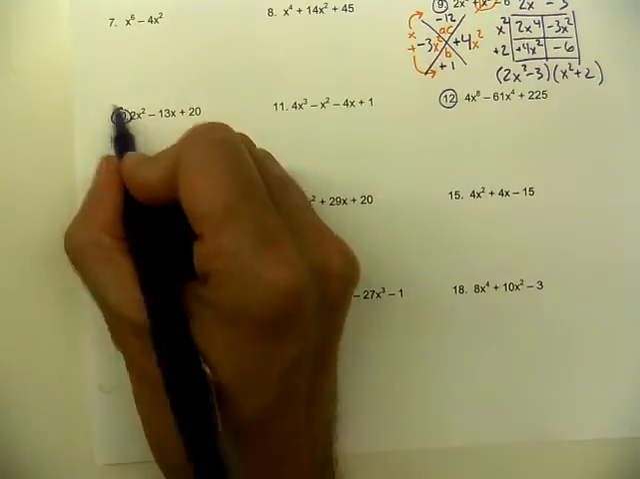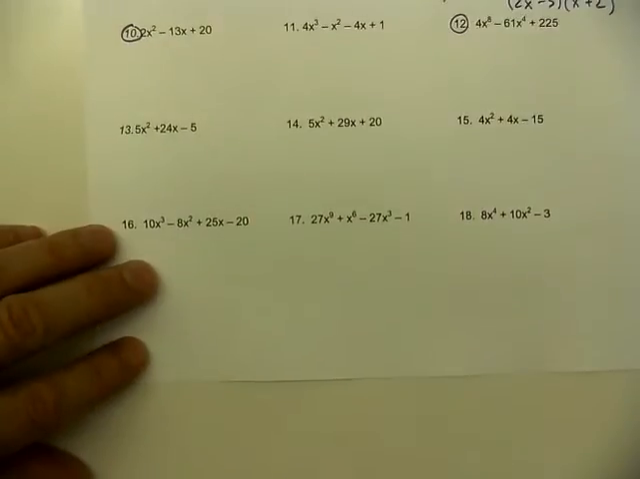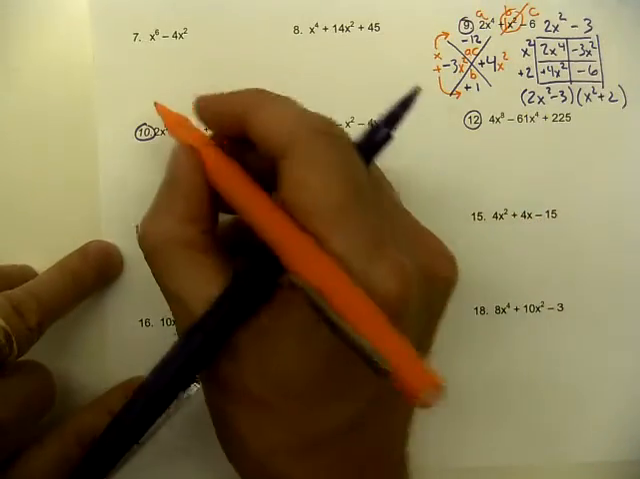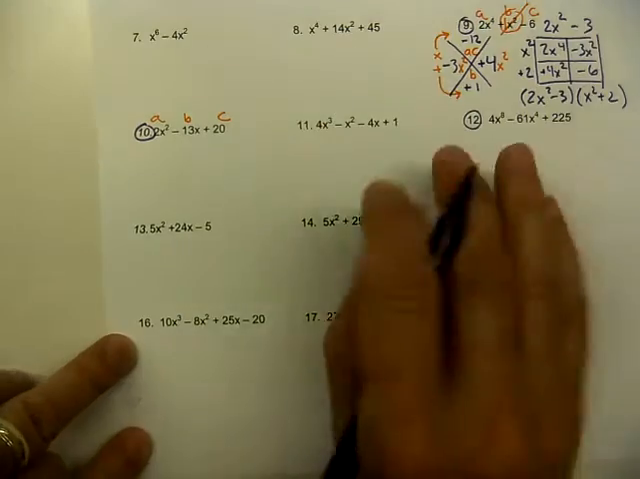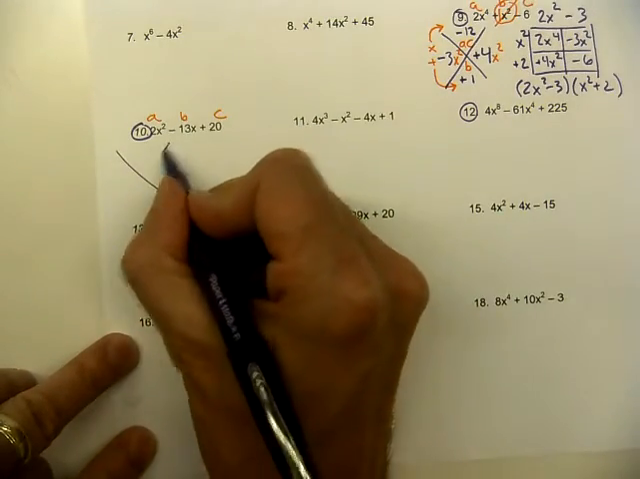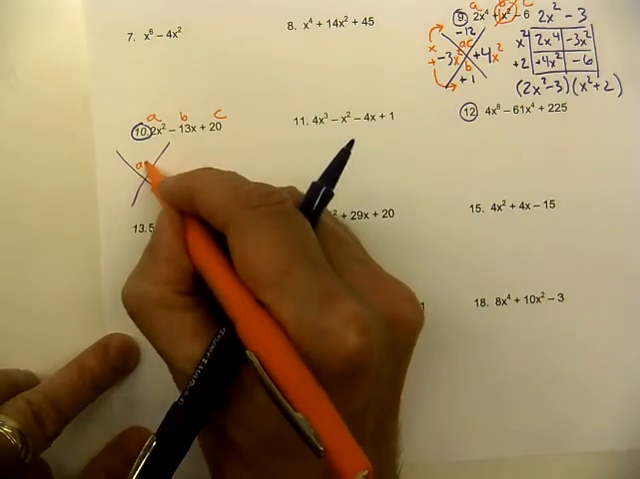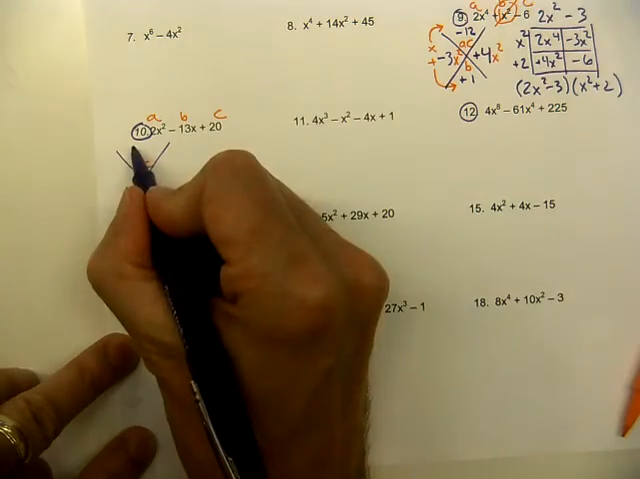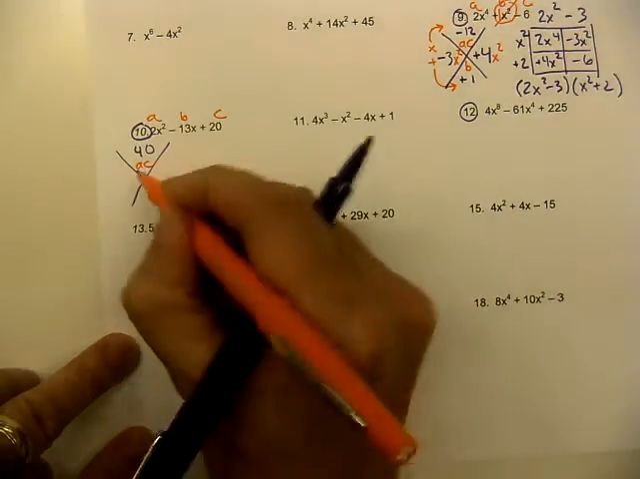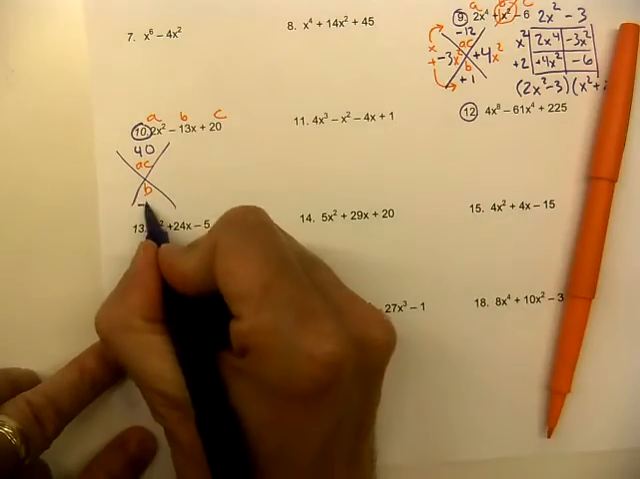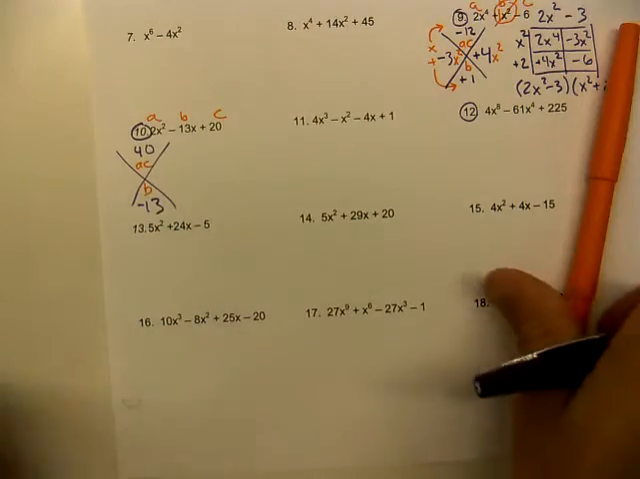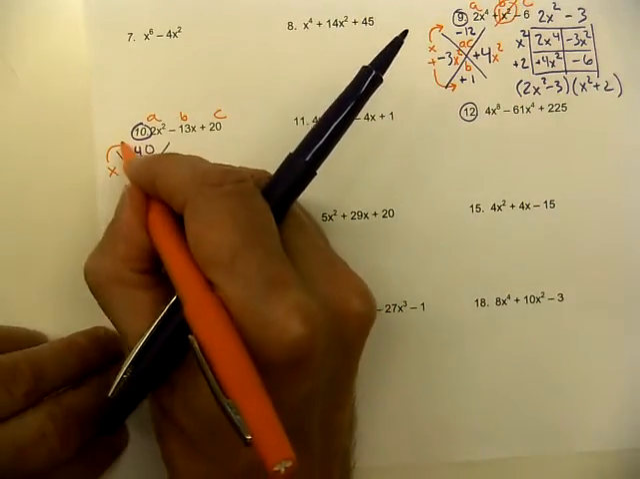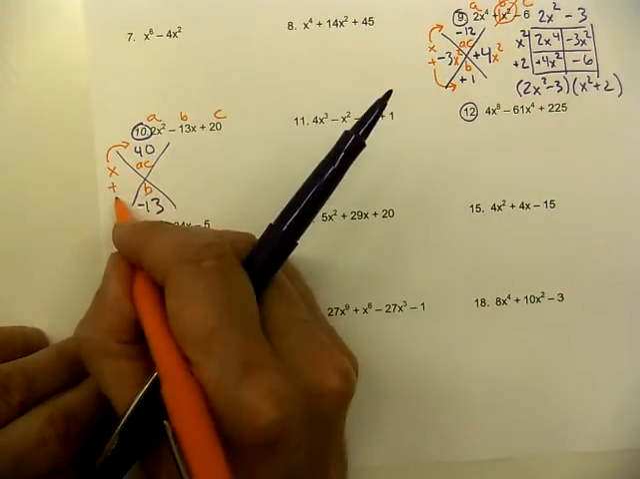Let's go to number 10. We'll do another one here. So again, we have 2x squared minus 13x plus 20. So identify your A, B, and C. And we'll set up that x. Again, we want A times C at the top. So 2 times 20. And the value of B at the bottom, -13. So we want to think of two numbers that will multiply to +40, but when added, add to a -13.